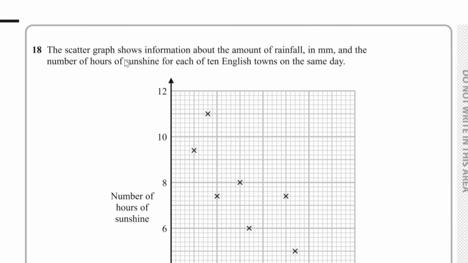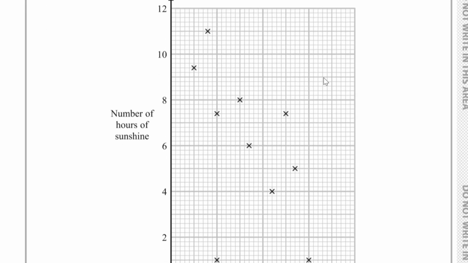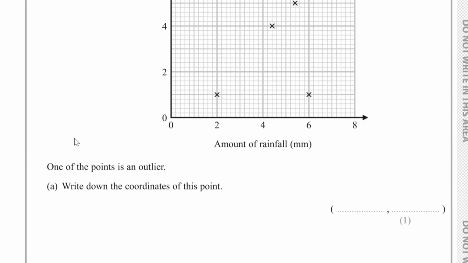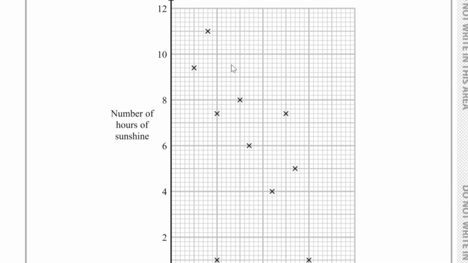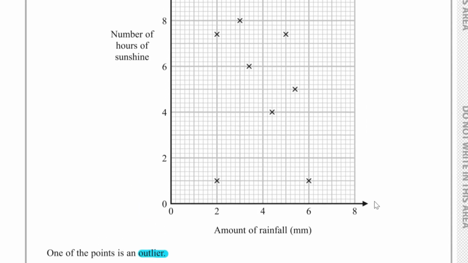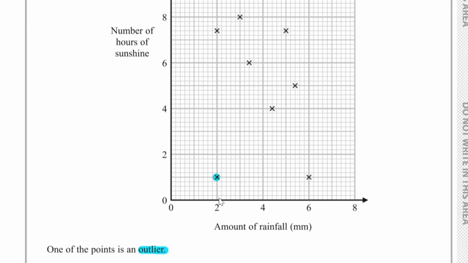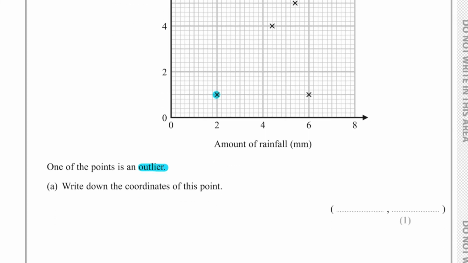Question number 18. The scatter graph shows information about the amount of rainfall in millimeters and the number of hours of sunshine for each of 10 English towns on the same day. That's what we see here. One of the points is an outlier. We have to write down the coordinates of this point. Well, the point which is an outlier, that is the point which does not follow the general trend of the other patterns, and you can clearly see that is this point here, and that point has coordinates 2, 1. So the outlier has coordinates 2, 1.